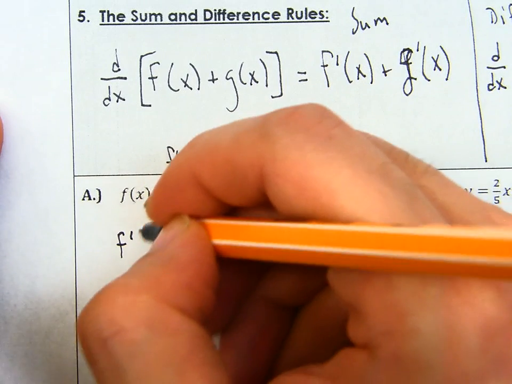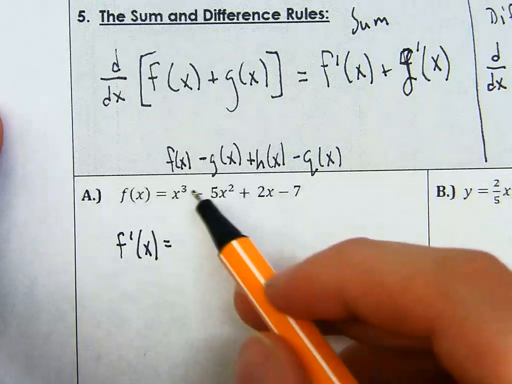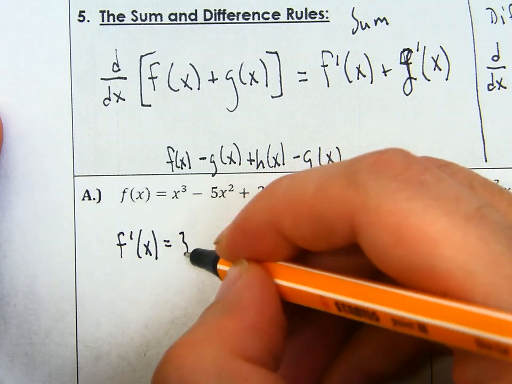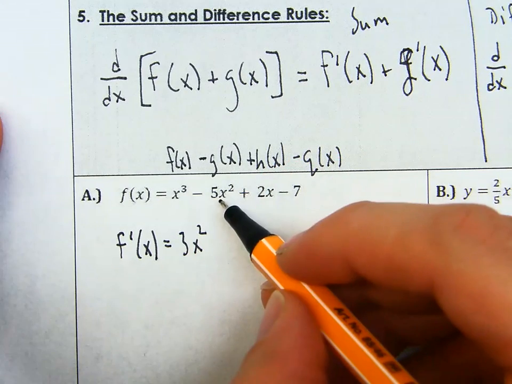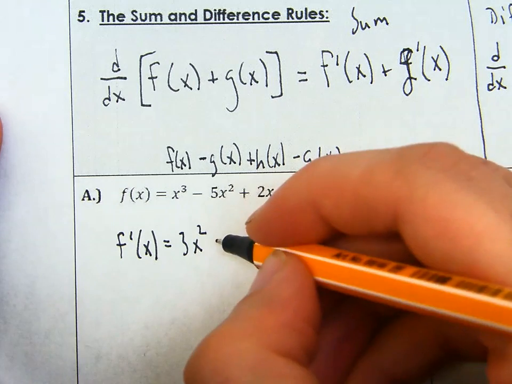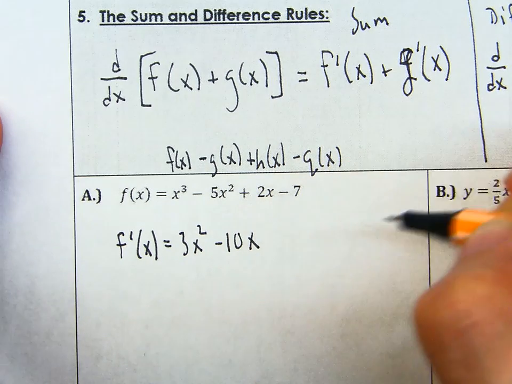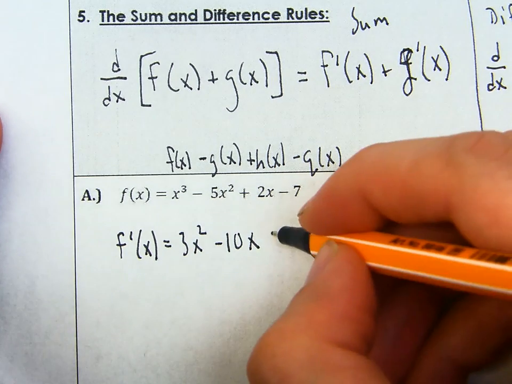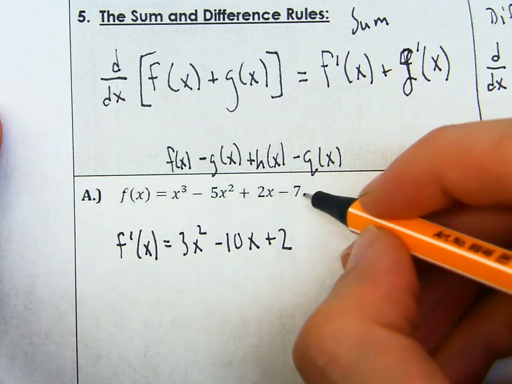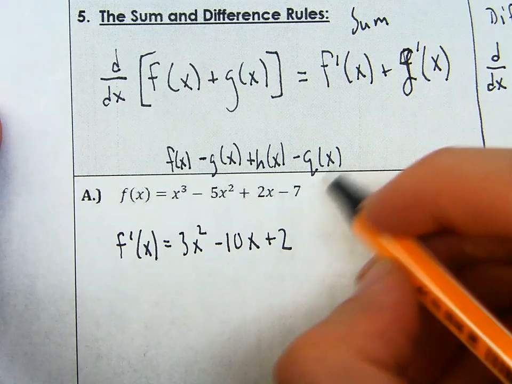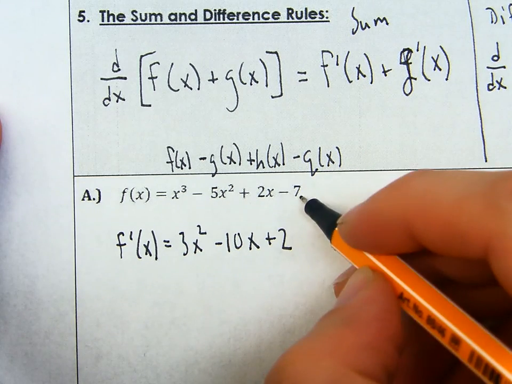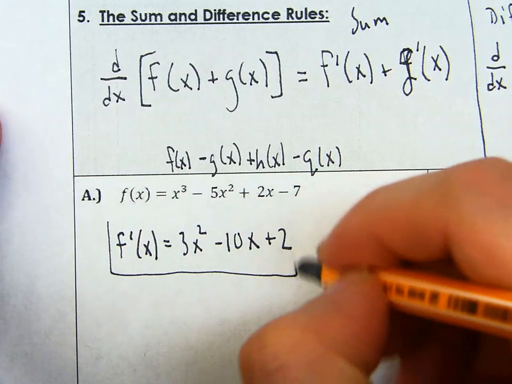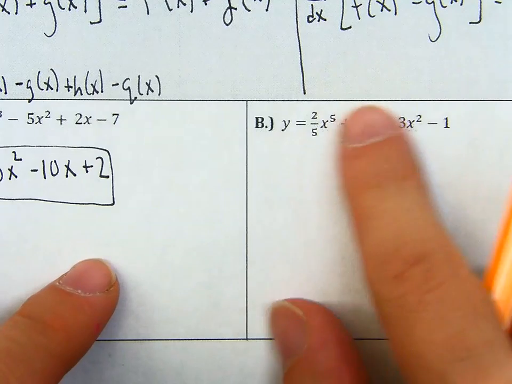Okay, so for f prime of x, what's the derivative of x cubed? 3x squared. What's the derivative of negative 5x squared? It's negative 10x. What's the derivative of 2x? It's just 2. And what's the derivative of negative 7? It's 0, because negative 7 is a constant. And that's it. Try on your own to do this one.